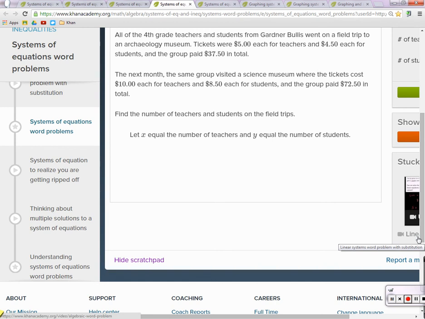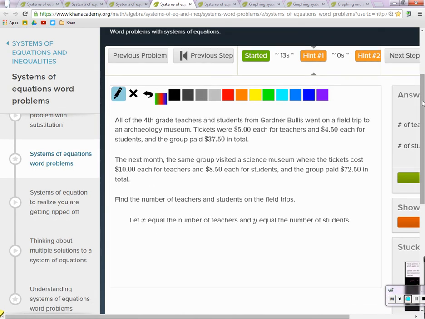All of the fourth grade tickets were $5 for teachers, $4.50 for students. They paid $37.50 in total. The next month, the same group visited a science museum where the tickets cost $10 each for teachers and $8.50 for students, and they paid $72.50. Okay. Find the number of students and teachers.